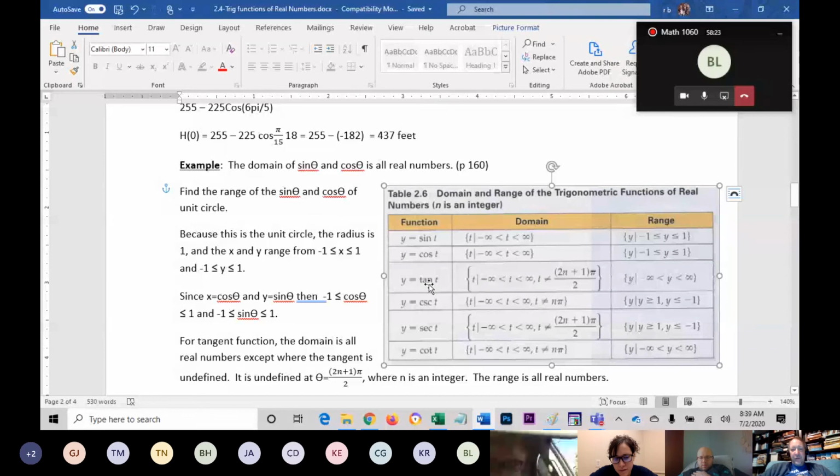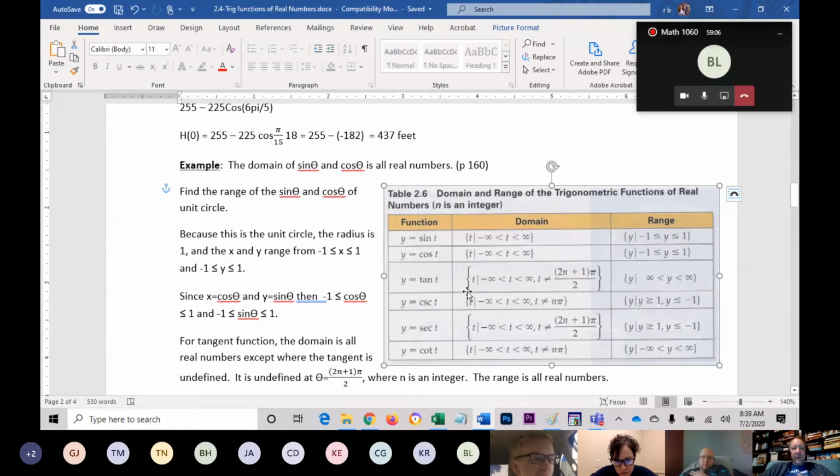With your tangent function, t can be any real number, and your range is also going to be any real number, but the problem is we have some places where the tangent of t is undefined. It's undefined at pi halves and any multiple of pi halves. What we've done here is 2n plus 1 are your different odd multiples of pi halves. At those values your domain is undefined. Your range can be all real numbers.